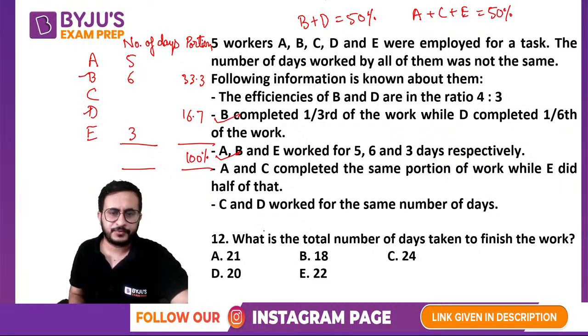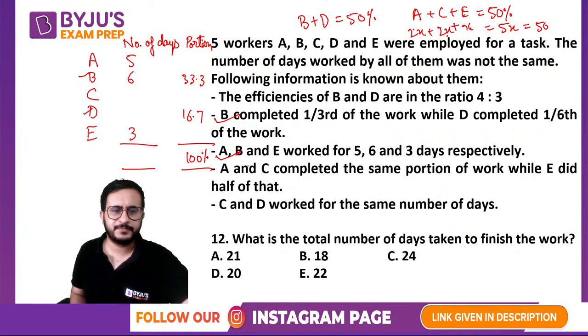Okay, now it says A and C completed the same portion of work while E did half of that. तो अब देखो कई बार क्या होता है, like how to take variable also. So some people take x and x by 2. I would rather take that half वाले को मैं x ले लेता हूँ और इसे 2x ले लेता हूँ. They completed same, he completes half of this. So 5x, that comes out to be 50. So x is 10. So E completes 10% and A and C complete 20%.